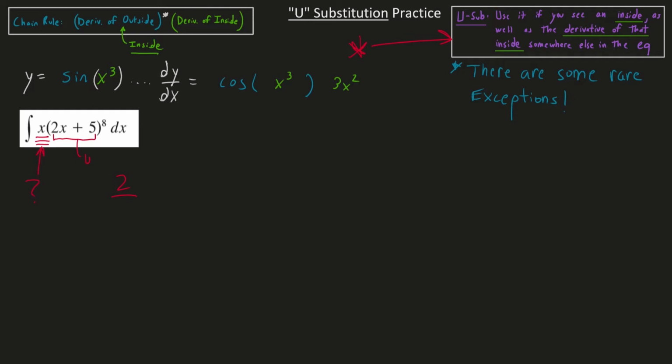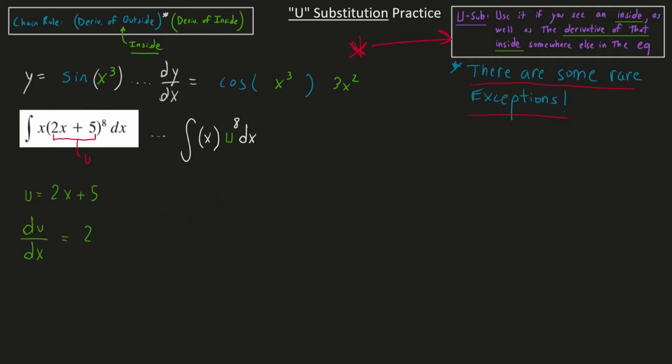That's the problem. The derivative of my u is just 2. There's no x's in here. So how am I supposed to get this x out and the du, the derivative of that u, in? So this is one of those rare U sub exceptions. One in which I look at my problem and there's no u choice I can make such that the derivative of that u choice is elsewhere in the equation. But actually I can use U sub to solve this problem. And let's see how that goes.